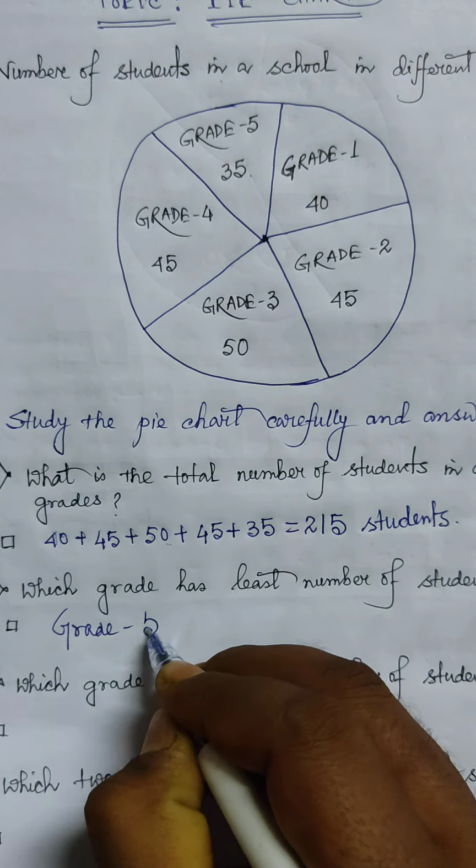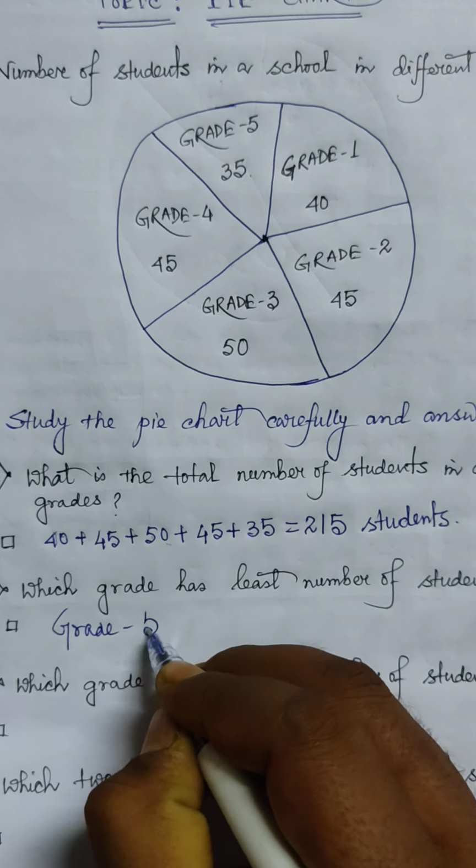Number 3, which grade has highest number of students? So we can see grade 3 has highest number of students. So answer is grade 3.